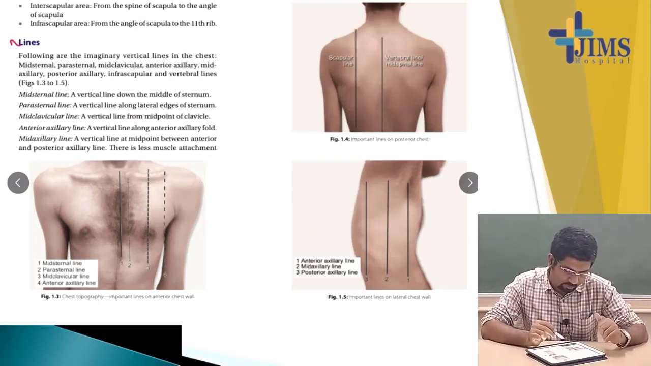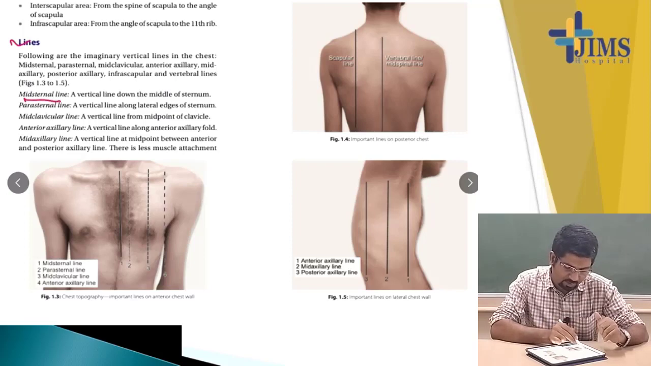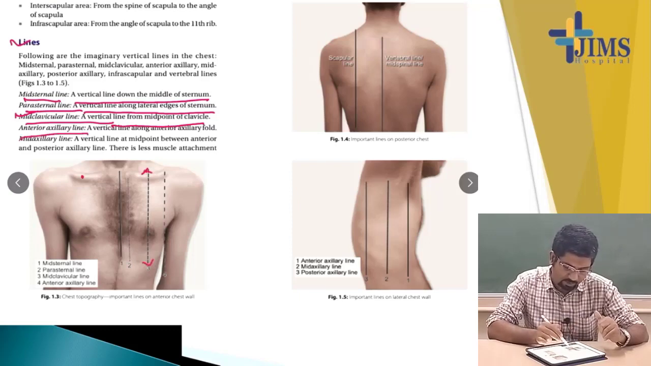Now come to the lines. There is the mid-sternal line, the vertical line in the middle of the sternum. Parasternal is the vertical line along the lateral edge of the sternum. Mid-clavicular is the vertical line at the midpoint of the clavicle. And there is this area, and the anterior axillary line, the vertical line along the anterior axillary fold.